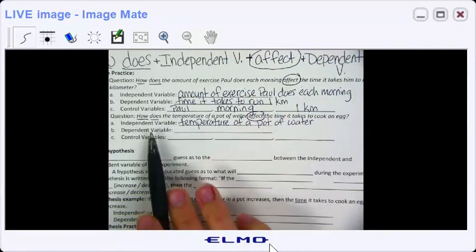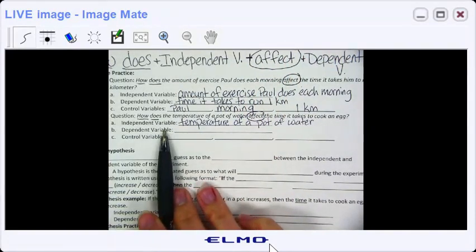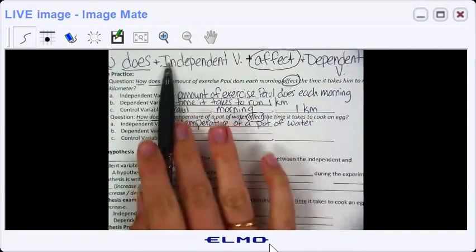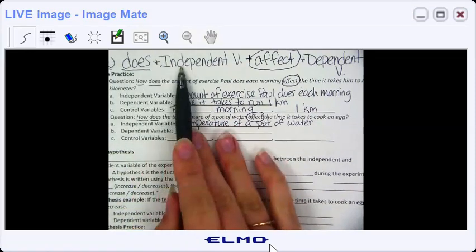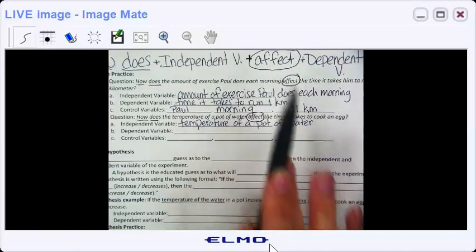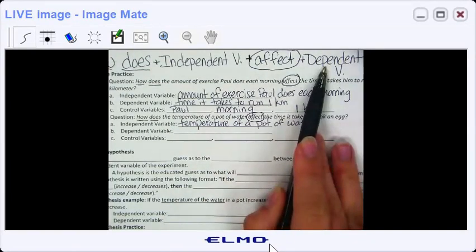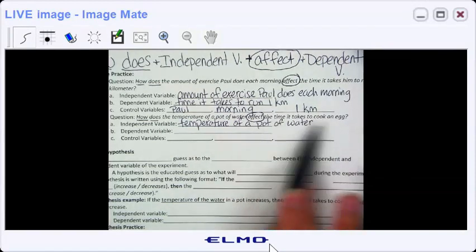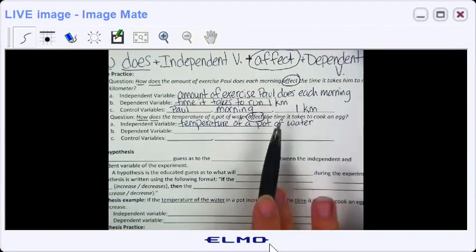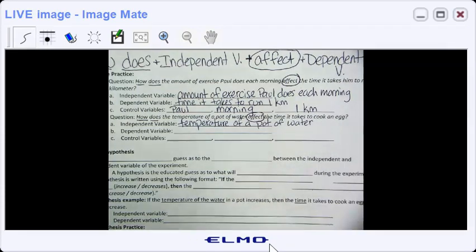Next, it asks for our dependent variable. If you're unsure of how to find it, again, go back up to our formula. So we did how does, we found the independent variable, so check, check. Then we have the word effect. Okay, so we have our word effect. And look, then after the word effect, dependent variable. So all this back here, dependent variable, the time it takes to cook an egg.